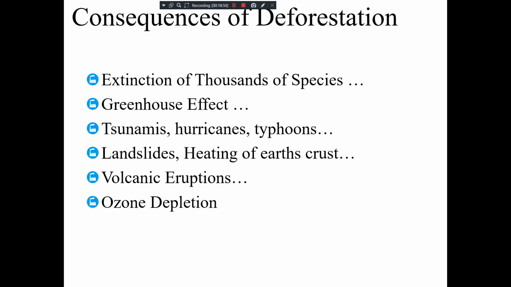Then temperature increase can cause tsunamis, hurricanes, typhoons, tufans. Every year now we hear of so many storms or tufans or hurricanes. Why? It is because of the increased temperature, which is the consequence of deforestation. Then landslides, because the rain pattern has also changed because of this deforestation. Torrential rains, or sometimes there will not be rains.